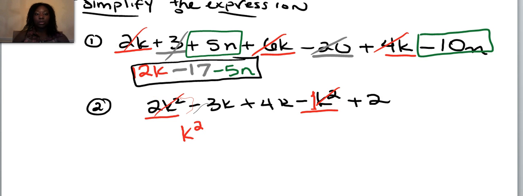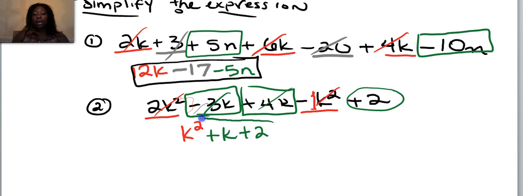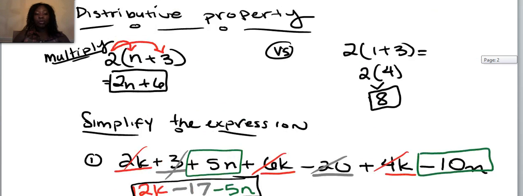Move on to the next one. Okay, 3k. Find another just k. Plus 4k. That's another just k. Together, that would give me 1k. Again, positive 1k. 1k is the same thing as k. And then I have this number by itself, so I just tag it along. Plus 2. And that is simplified.